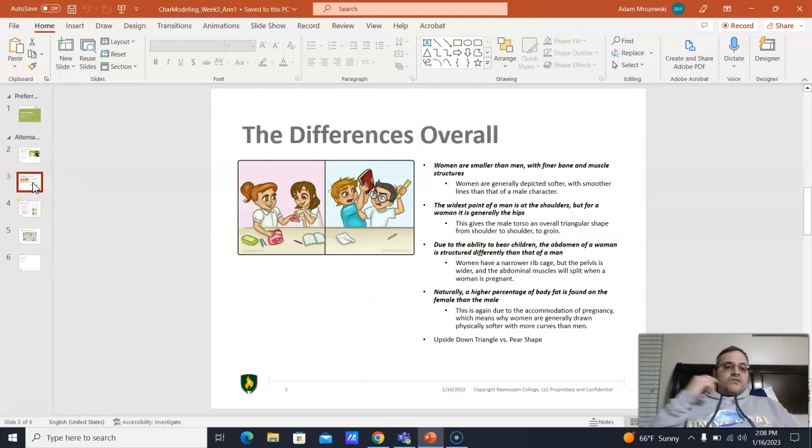However, there are a lot of differences, and the differences really matter because women tend to be a little bit smaller than men and have finer bone and muscle structures, where men typically have wider points around the shoulders. But for women, it's more on the hips. So you see more of an hourglass figure compared to the reverse triangle. And due to the ability to bear children, the abdomen of a woman is structured differently than a man. That's why the body's built that way for a woman, so they can have childbirth. And naturally, a higher percentage of body fat is going to be found in a female compared to a male. Just think of the male torso as an upside down triangle compared to a pear shape or an hourglass.